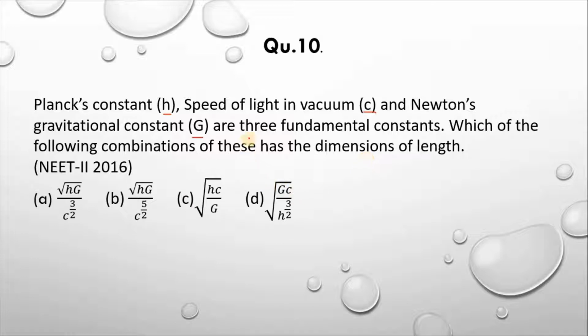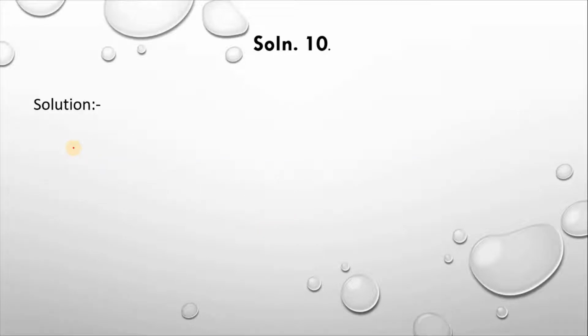So we have four options. Option A is root of hG upon c raised to 3 by 2. Option B is root of hG upon c raised to 5 by 2, and option C is root of hc upon G, the whole thing under the root. Option D is root of Gc upon h raised to 3 by 2, the whole thing under the root. So let's start with the solution.